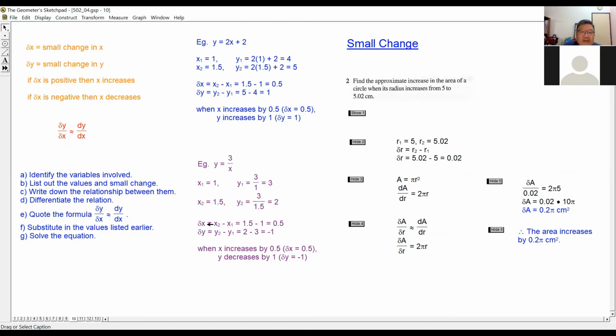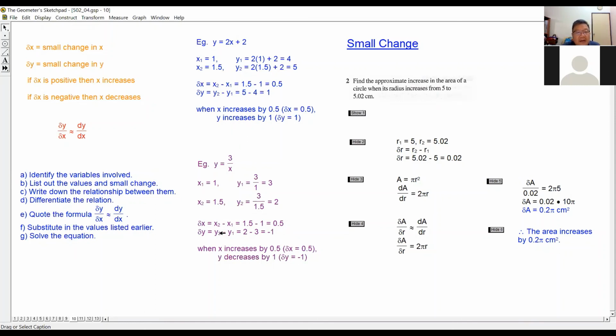Then what is delta y? Delta y is the change in value of y. At first, the y is 3. Finally, the y is 2. So how much has the y changed? So I use y2 minus y1, which is 2 minus 3, and I get negative 1. So actually the value of y reduced by 1 from 3 to 2. That's why we see this negative here.